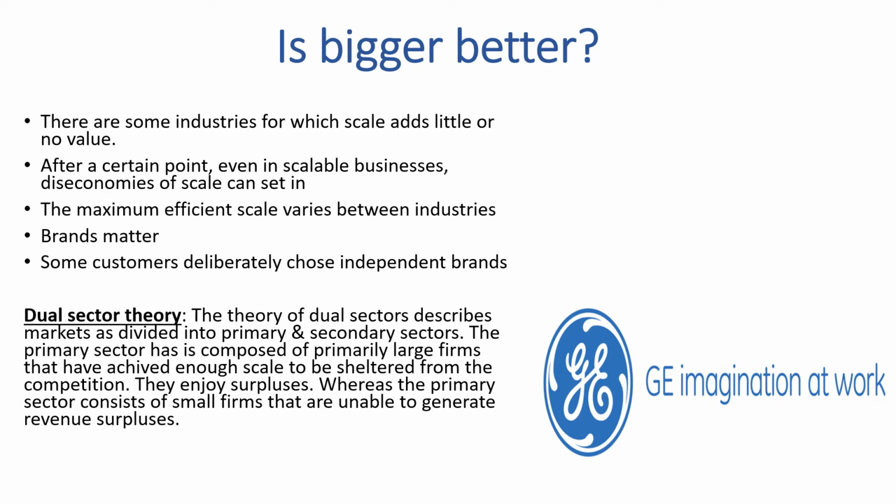The dual sector theory I'll quickly talk about, and that's a theory of two sectors. It describes the markets as divided into the primary and secondary sectors. The primary sector is composed of primarily large firms that have enough scale, they've been sheltered from competition, and they enjoy revenue surpluses. Whereas the secondary sector consists of small firms that are unable to generate revenue structures. So economists call this the dual sector theory, where there are two sectors in every market, one with big successful companies and one with smaller unsuccessful companies, and it's difficult to move between the two.